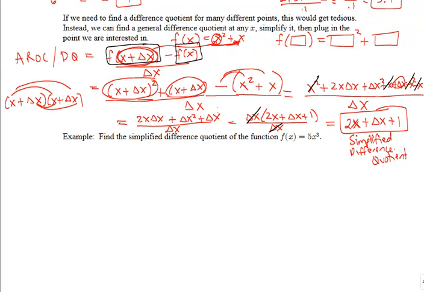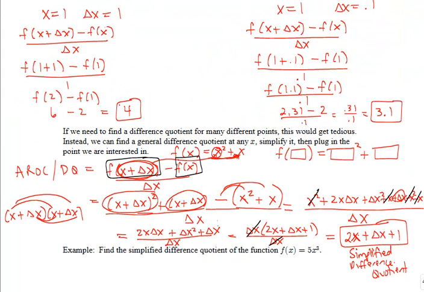So for example, I could plug in 1 for x and 1 for delta x, and I should be getting 4 for an answer. Or I could plug in 1 for x and 0.1 for delta x, and I should be getting 3.1 for an answer. So it saves you a little bit of work in terms of the actual difference quotient if you have many different x's and delta x values to substitute in.